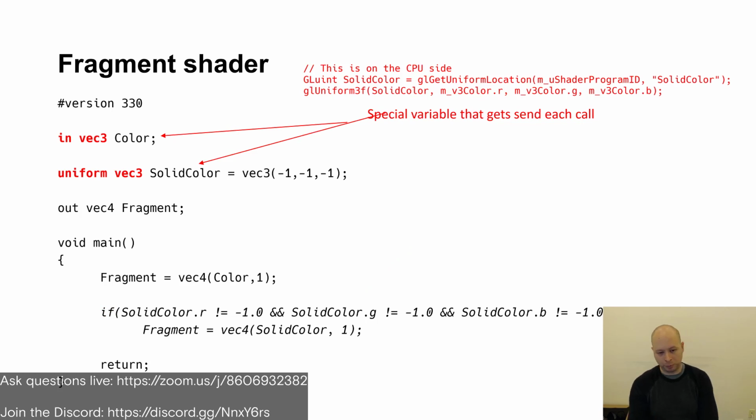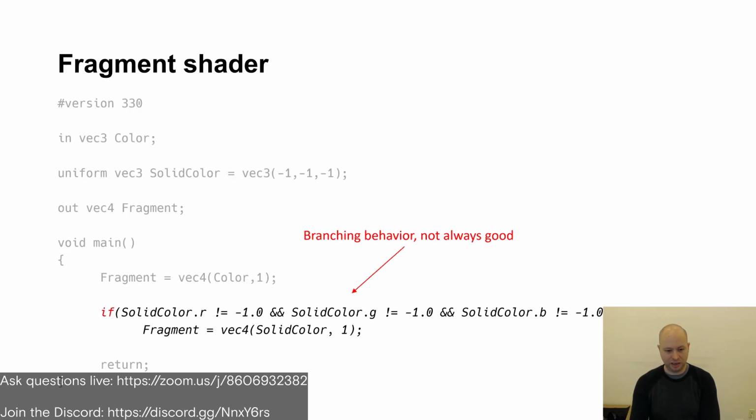Now we look at the output fragment. The color is going to be just the input color we received, but we have this if statement. If the solid color is not -1, -1, -1, meaning if we had set the uniform, then we're going to use the solid color instead. And then we hit return. And so this is important. The fragment color isn't output until the end of the program. And so you have all these chances to manipulate it before the end.